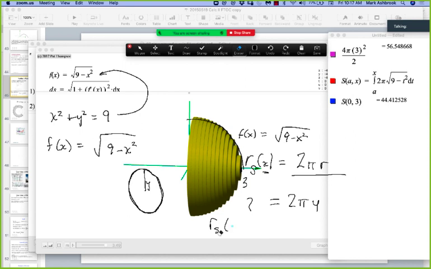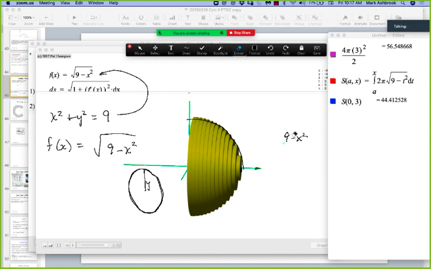Any ideas? Is the original only using one circumference for the entire value? No, because we're using a function, right? We're doing a function of x. 9 minus t squared will give us that changing radius at every value of x. See that? Is it because the function fails the vertical line test at x equals 3? Nope. Okay, these are good ideas, you guys. Everyone's got good ideas, but not quite.